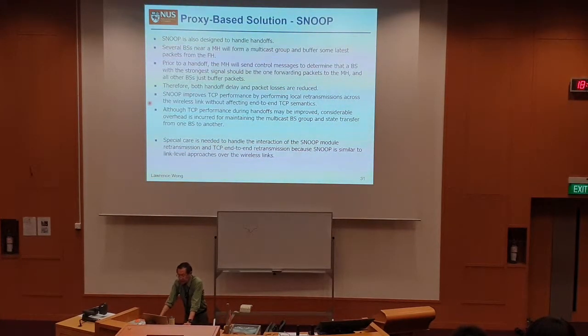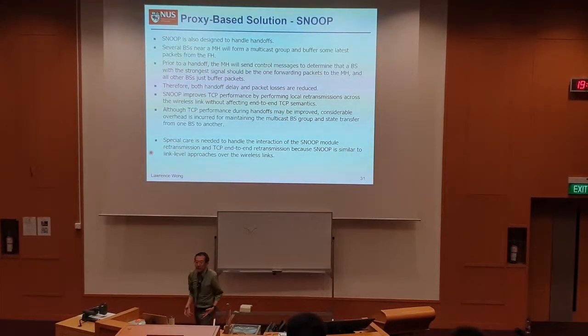So Snoop improves TCP performance by performing local retransmissions across the wireless link without affecting end-to-end semantics. It focuses on this part between the base station and the mobile host. Although TCP performance during handoffs may be improved, considerable overhead is incurred for maintaining the multicast base station group and state transfer from one base station to another. You do need special care to handle interactions of the Snoop module retransmission and TCP end-to-end retransmission, because Snoop is similar to link-level approaches over wireless links, because of the state information that is being kept across the multicast group. So that is a brief summary of Snoop.